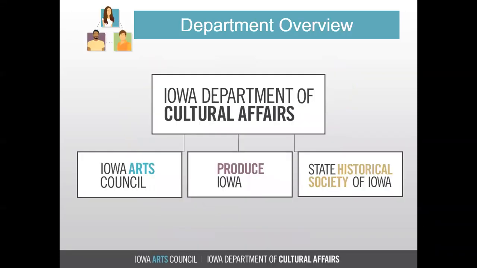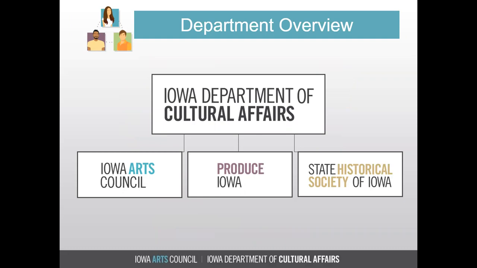So let's begin with an overview of the Iowa Arts Council. The Iowa Arts Council is your state arts agency. We are a division of the Iowa Department of Cultural Affairs. The department empowers Iowa to build and sustain culturally vibrant communities by connecting Iowans to the people, places, and points of pride that define our state.